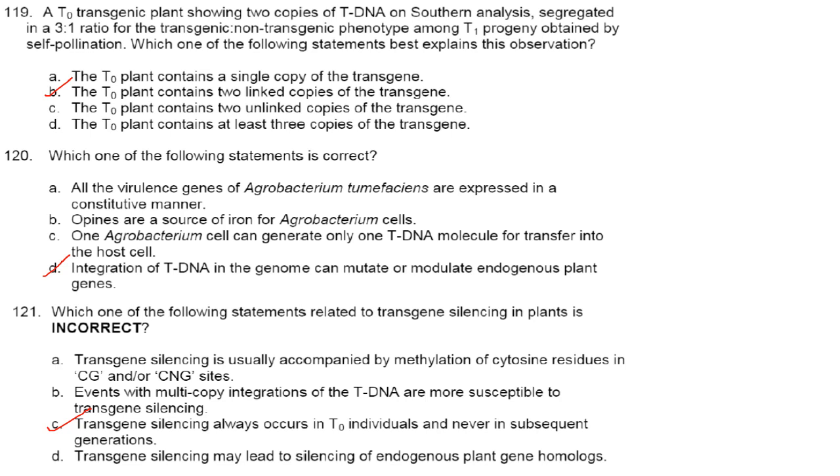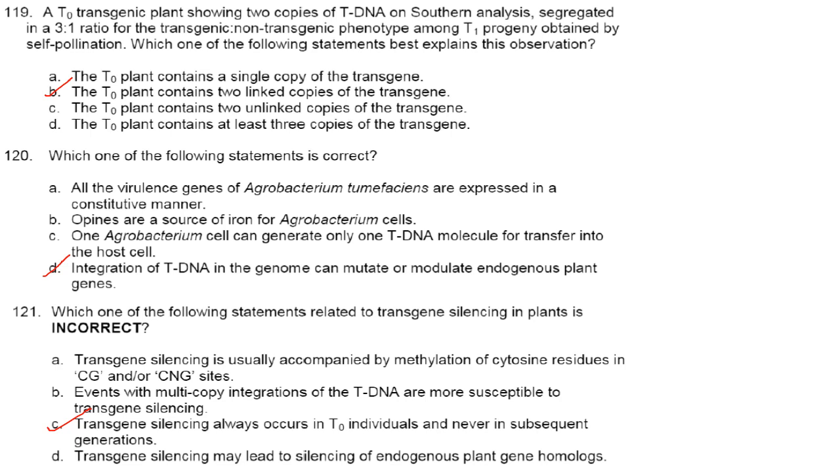Then integration of tDNA in the genome can mutate or modulate endogenous plant genes. That is correct. That was seen in the case of petunia. They tried to express more color by overexpressing a chalcone synthase gene, but it resulted in endogenous gene silencing, so that you got white patches against a purple background. That is the result they obtained. So the answer here is option D, that is integration of tDNA in the genome can mutate or modulate endogenous plant gene. That is correct. Now next one.